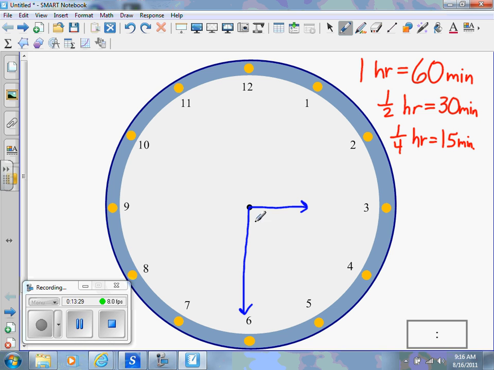Macaulay? It's 3, what? 3:30, yes. We could also say it's half past 3, okay? It means it's halfway around. So here's how you spell that. Half past 3. Okay, so that's another way to say it. Now let's try a different one. I'm going to erase.